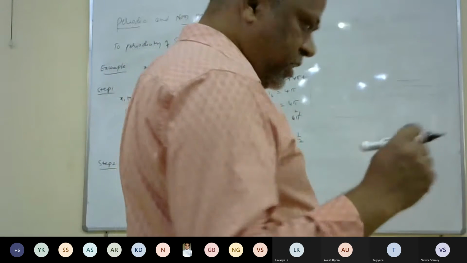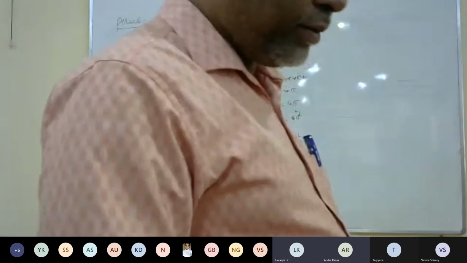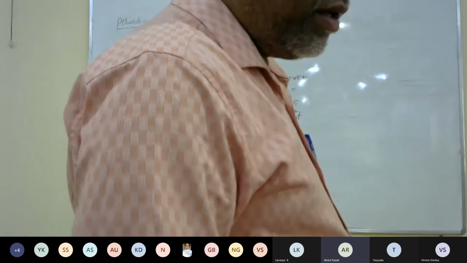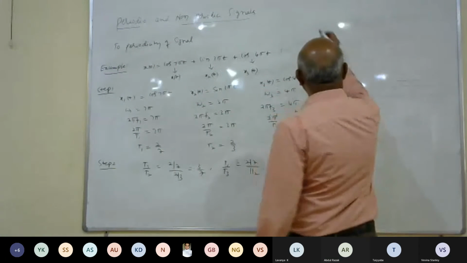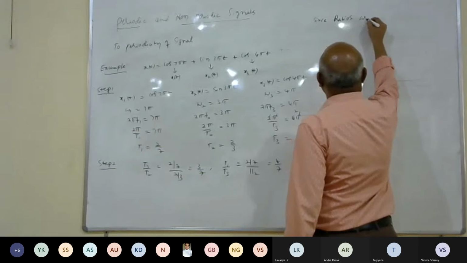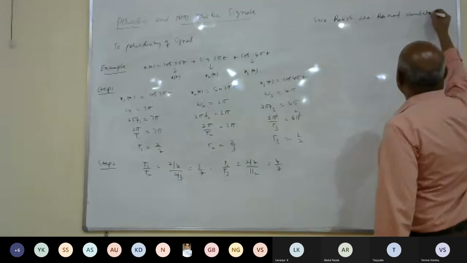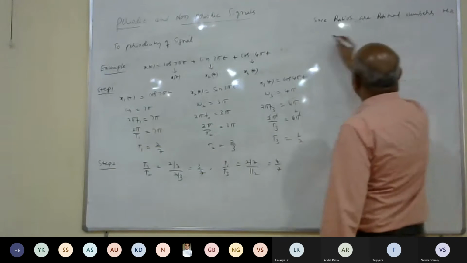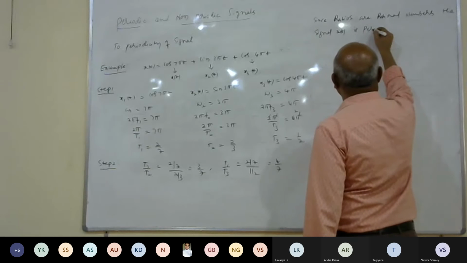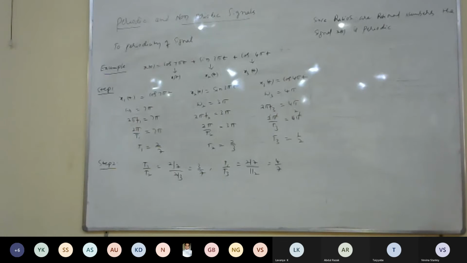Now, is the signal periodic or non-periodic? Periodic. Why is it periodic? Because both the ratios are rational numbers. Since the ratios are rational numbers, the signal x of t is periodic.